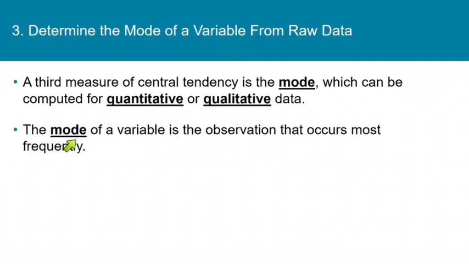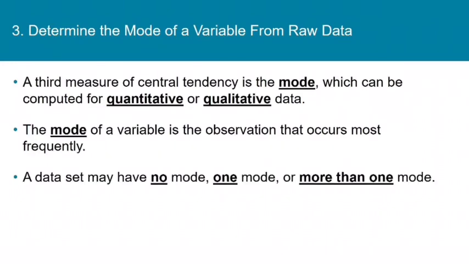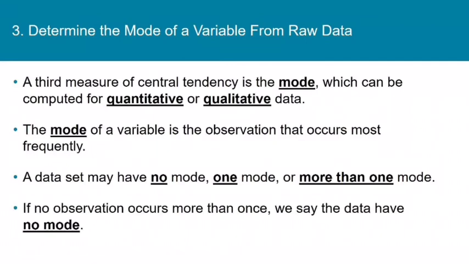The mode of a variable is the observation that occurs most frequently. A data set may have no mode, or one mode, or more than one mode. If no observation occurs more than once, then we say the data have no mode.